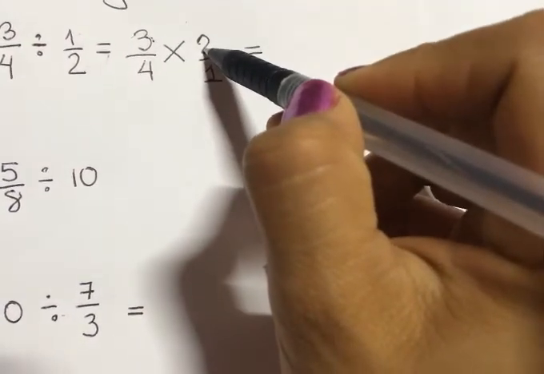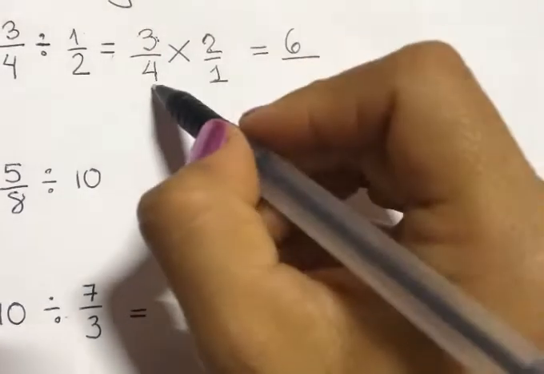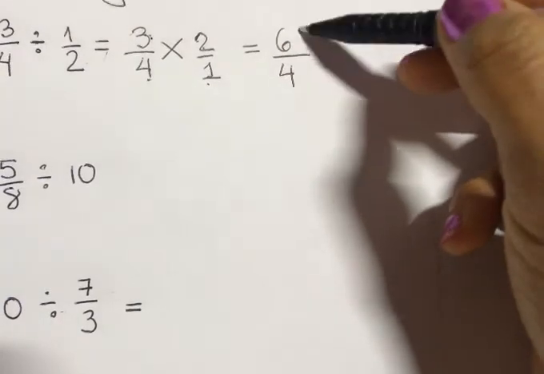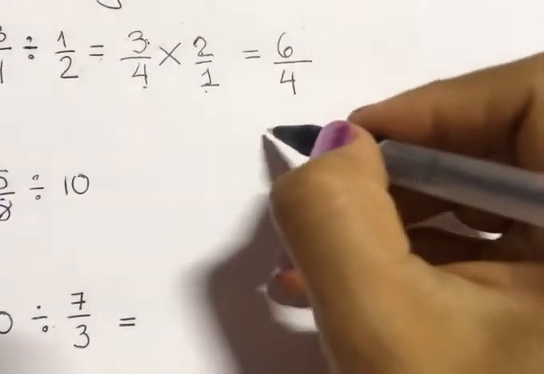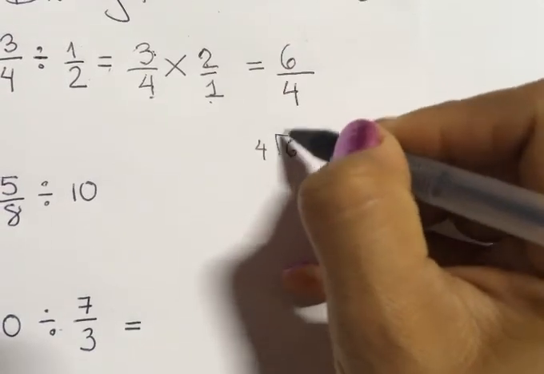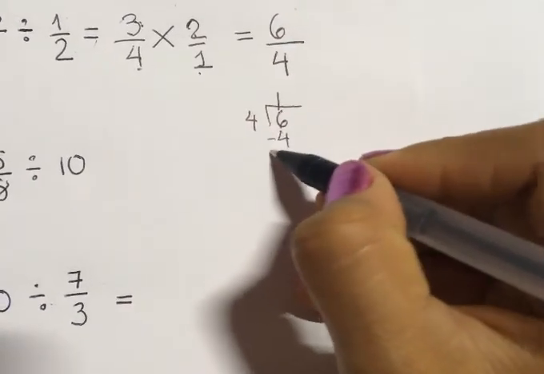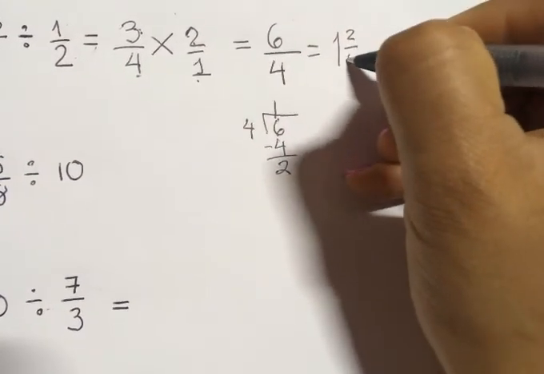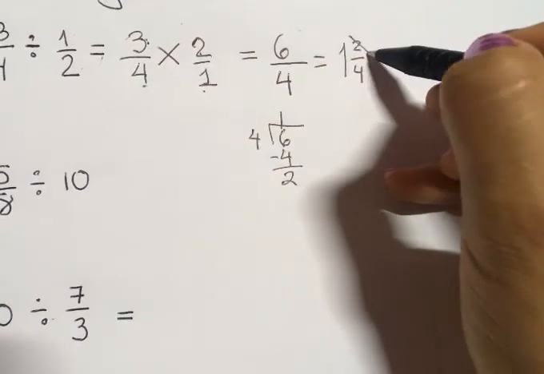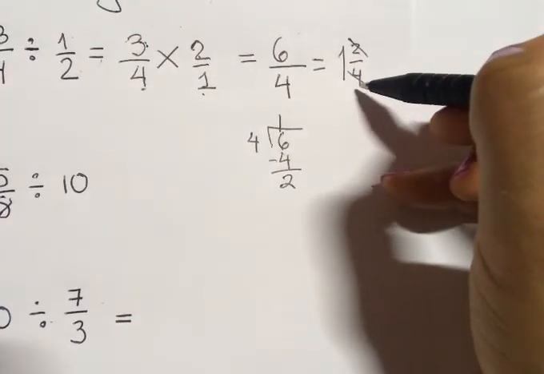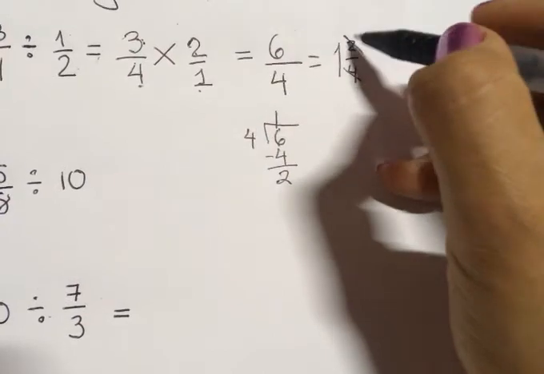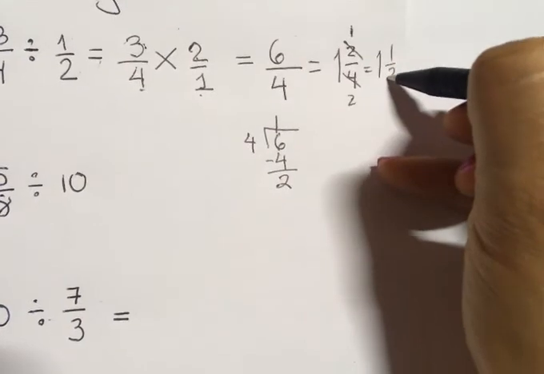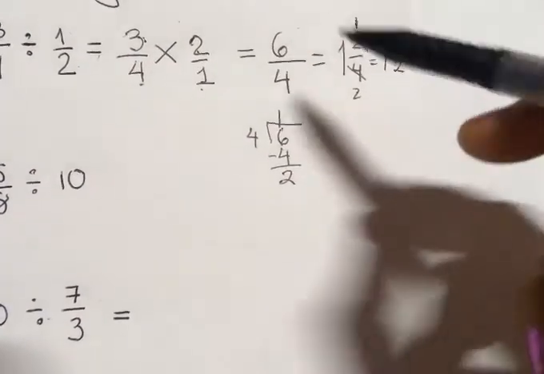3 times 2, 6. 4 times 1, 4. This is an improper fraction. You need to divide. 6 divided by 4, 1. 1 times 4, subtract, 2. In this case, you have 1 and 2/4. But remember, you need to simplify this. Both are in the same table, the table of 2. Divided by 2: 2 divided by 2, 1. 4 divided by 2, 2. The real answer is 1 1/2. Okay, that's the first problem.